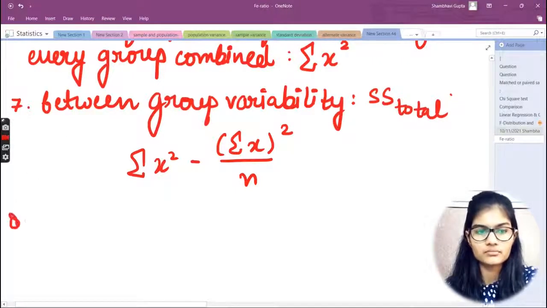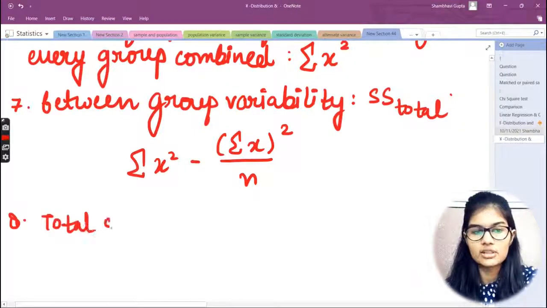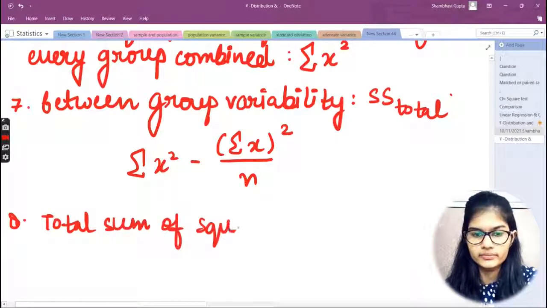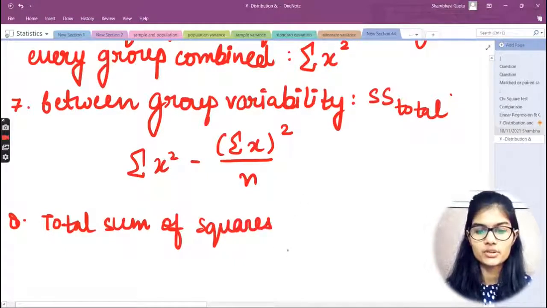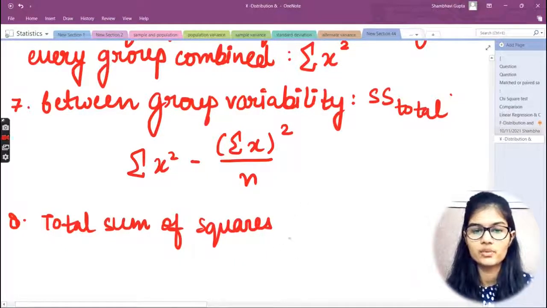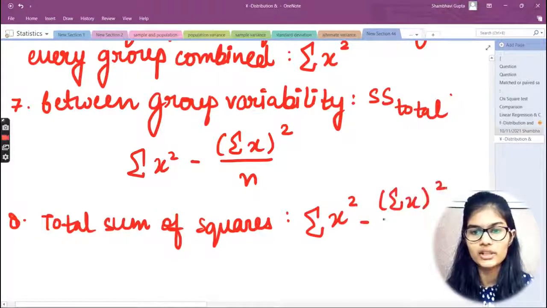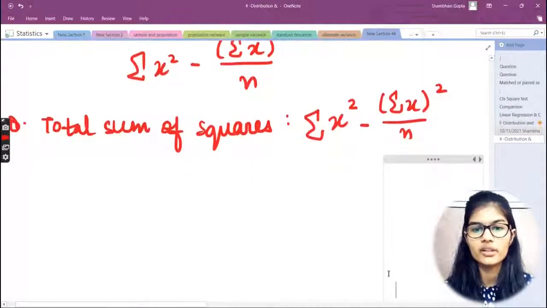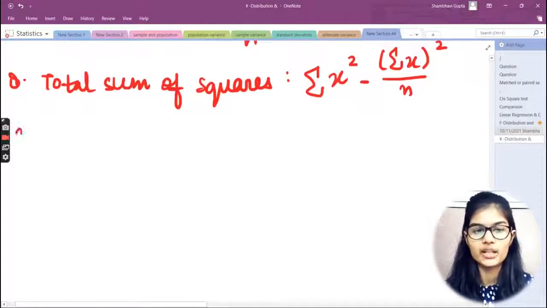Next we are having number 8. Number 8 is the total sum of squares. Total sum of squares, right? So for this total sum of squares, we have sigma x square minus sigma x whole square divided by n. So this is the formula for the total sum of squares which we are having here.